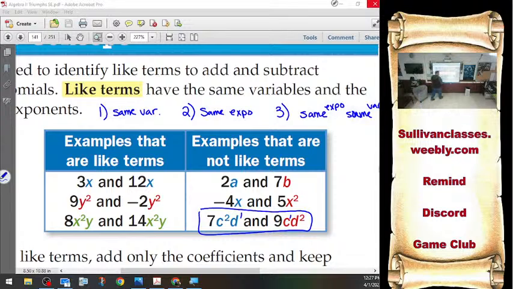And you can tell that they're not the same kind of term if you write them out longhand. What does C squared mean? 2 of them. Remember writing these out longhand? This is 7C times D. This is 9C times D. Those are two very different things. CCD versus CDD are not the same critter.